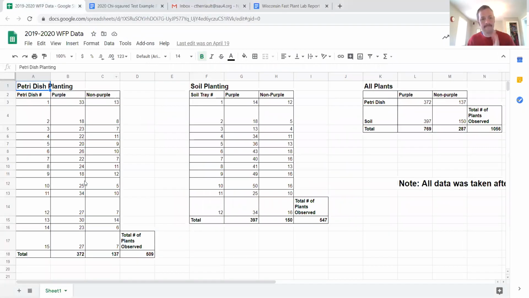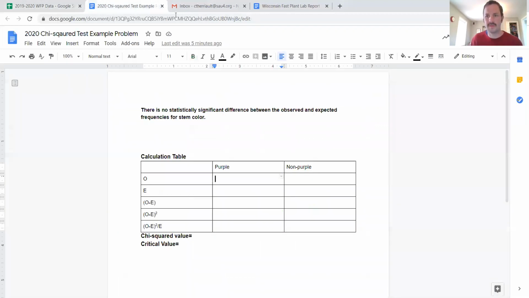So this is your data. Here's where you'll be pulling the Petri dish totals, down at the bottom here. Here's where you'll be pulling the soil totals. I'm going to use these all plants, though, just as an example for you. So the null hypothesis that I'm going to test, which is different than what you're going to have to do, is that there is no statistically significant difference between the observed and expected frequencies for just stem color. Not talking about soil or Petri dish. I actually combine them both together to complete this one.